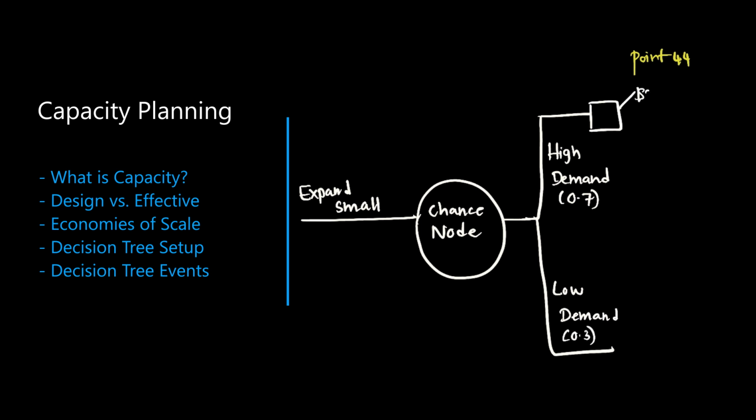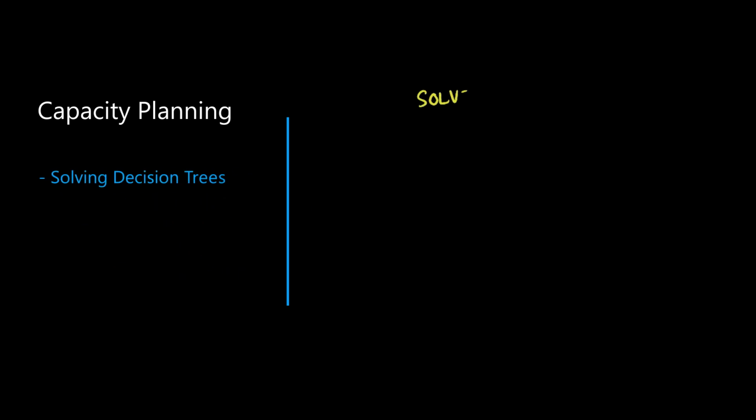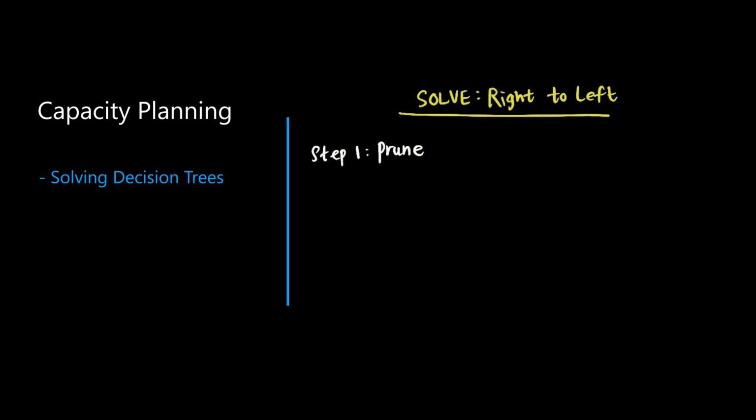If demand is high, she reaches another decision point. She can choose to expand again for a payoff of $200,000 or not expand for a payoff of $150,000. To solve a decision tree, you must work from right to left. Let's start at that second decision square. The choice is between $200,000 and $150,000. You'd obviously choose the higher number, $200,000. So we prune the $150,000 branch and carry the $200,000 value back to the chance node.